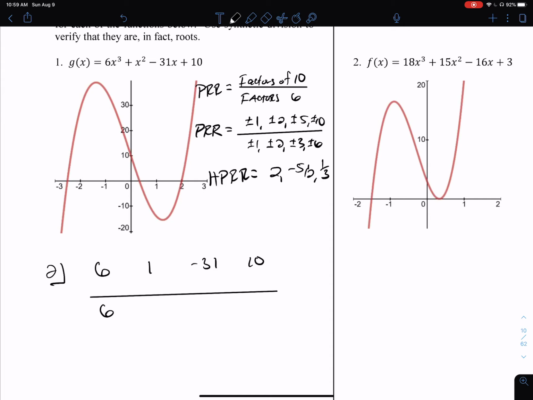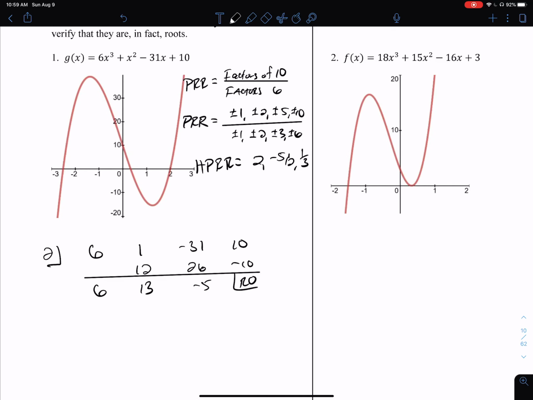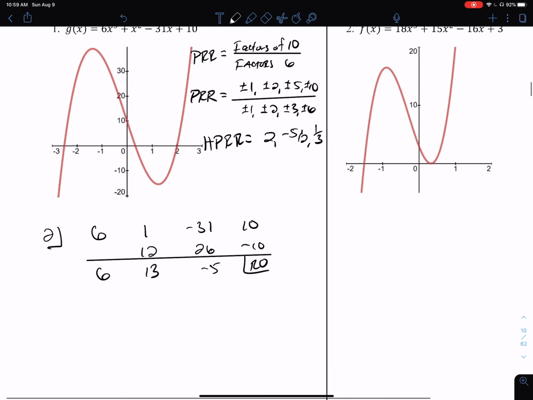Bring the first term down, multiply 2 times 6, add, multiply 2 times 13, add, multiply 2 times negative 5. So that checks out. Now instead of trying to divide this and split the middle term, I'll see if I can divide this now by a third. See if this gets too crazy. If it does, I'll just retract and divide again.